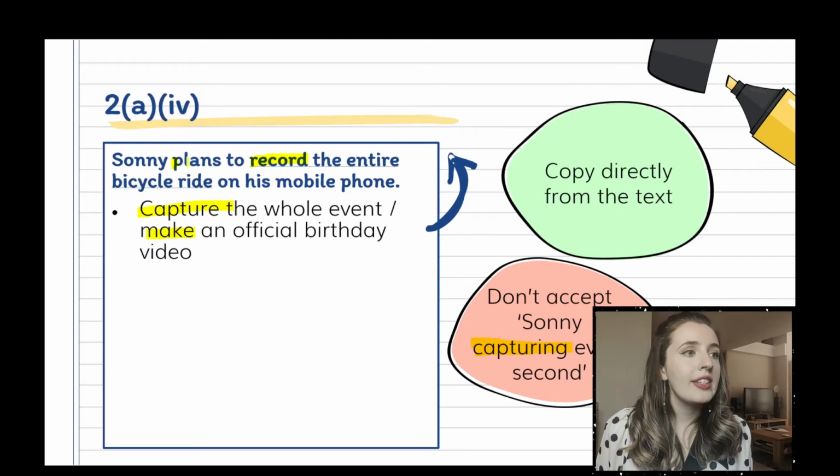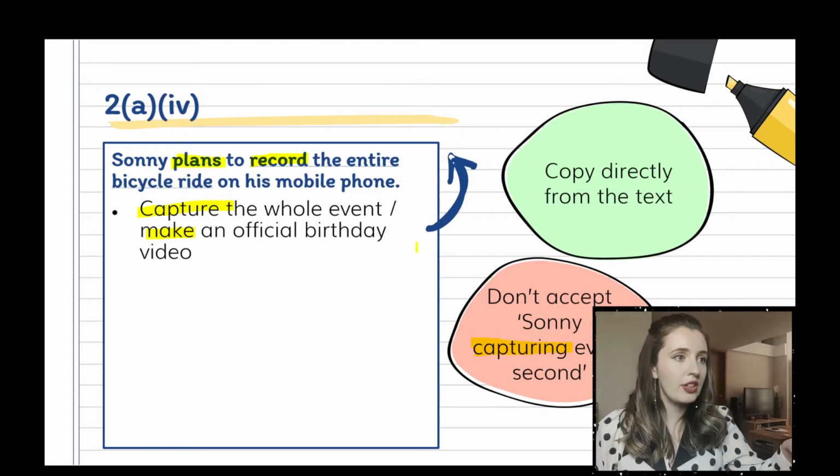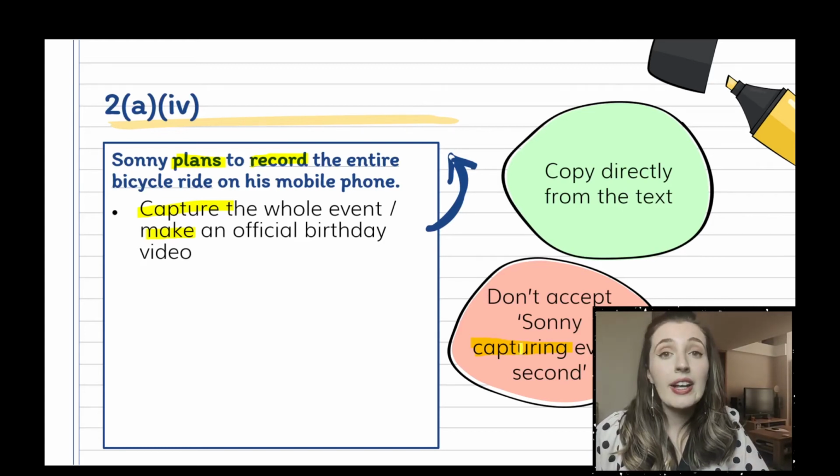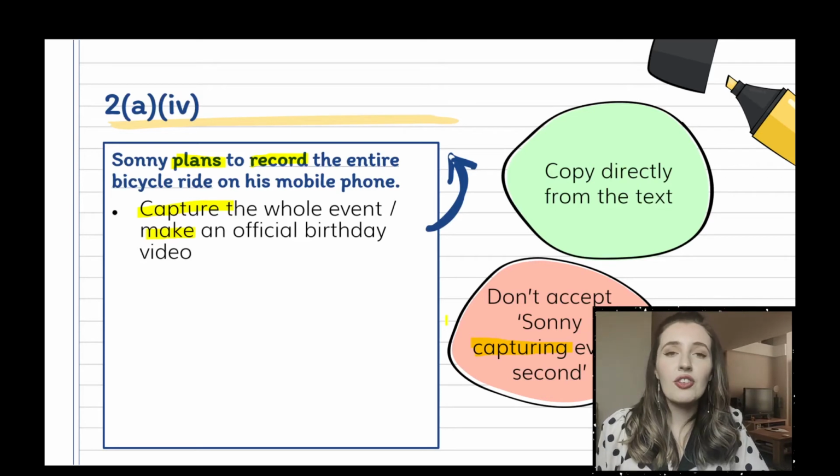Because one here is planning to do it in the future, like he plans to do it, and one here is that he is doing it in the moment. So I think that's slightly changed the meaning, and that's why CIE wouldn't allow you to do that. So just be careful with the verb form. Remember, you're trying to copy out something that has got the same meaning. So if the verb form changes, it does change the meaning. So just be really, really careful there.